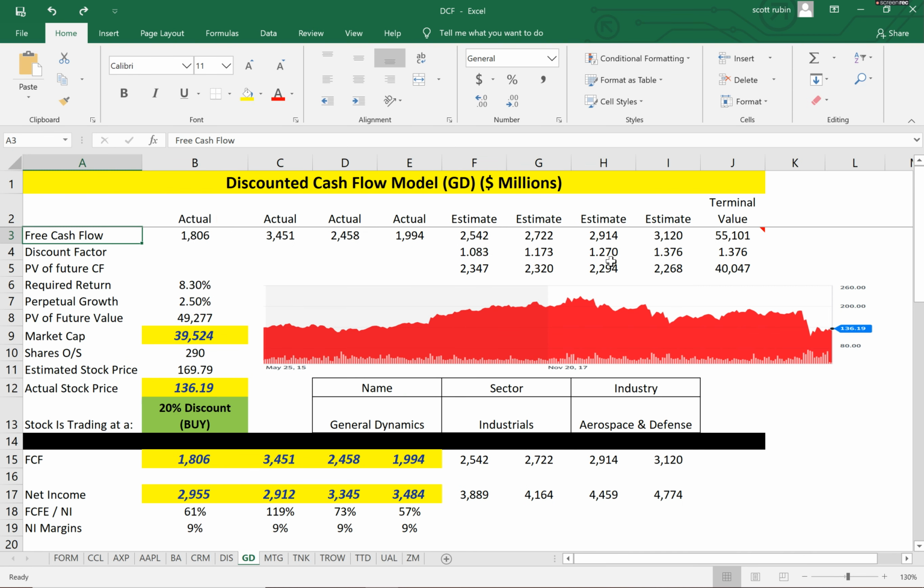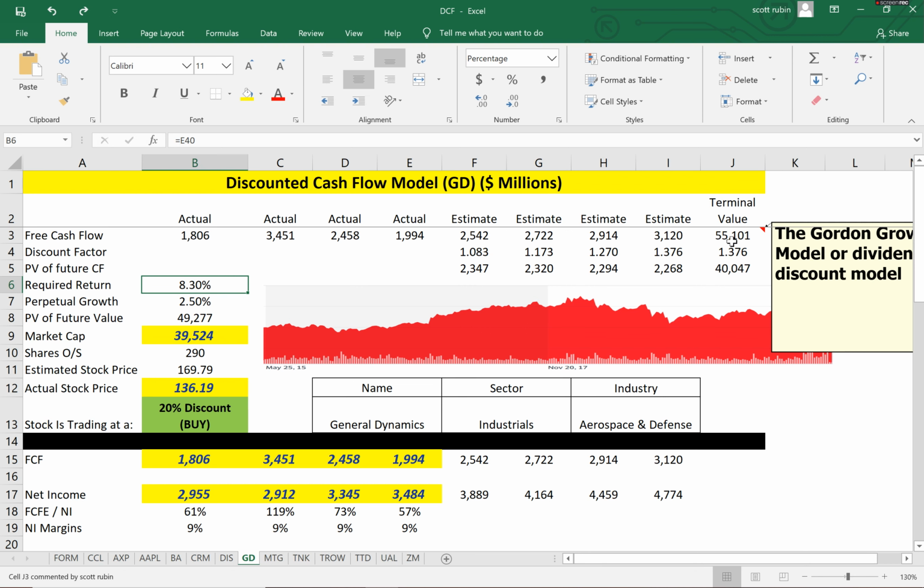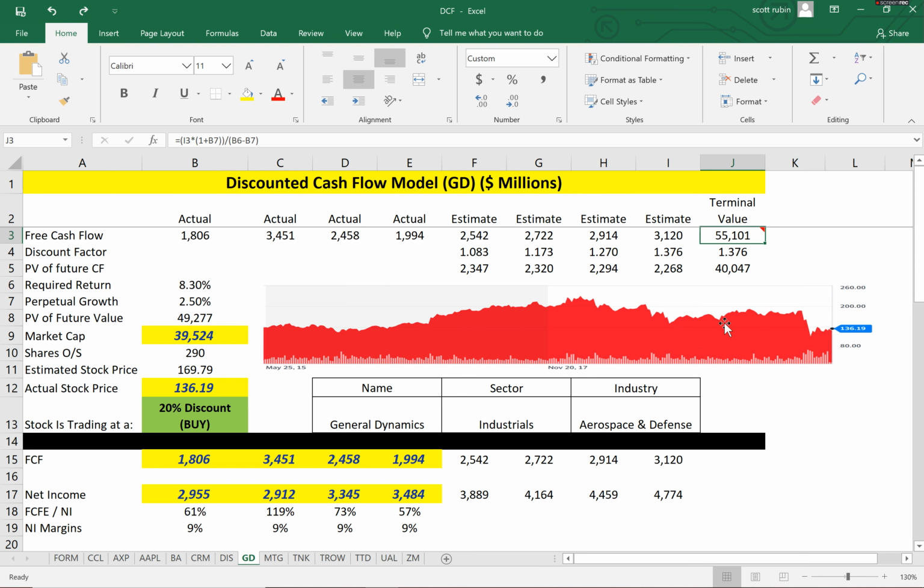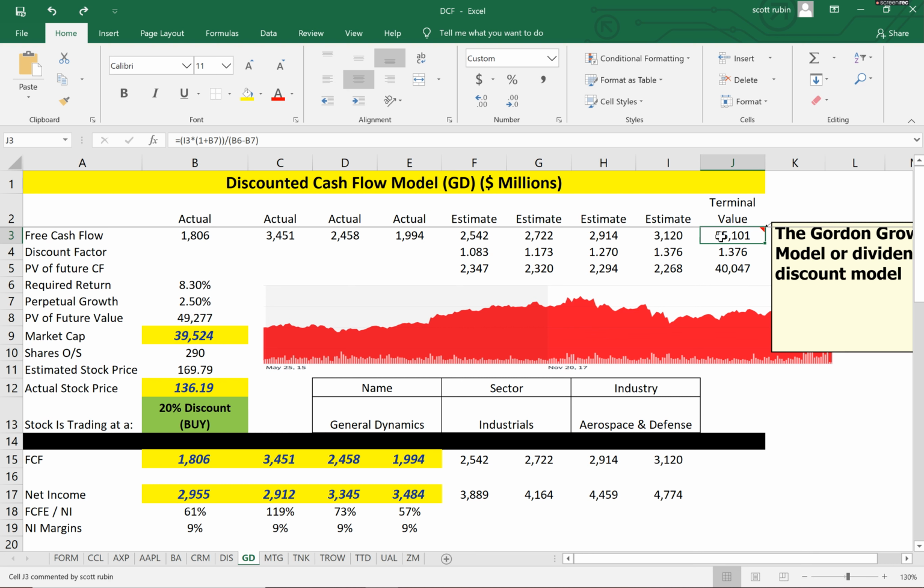So I take the 3.1 billion, which is last year's free cash flow, times 1 plus 2.5%, which is right here in the formula, and I divide that by the difference between the required rate of return and the perpetual growth rate, which is the same calculation as you do when you do the Gordon growth model. And we have to discount or present value these cash flows, because this is after year 4, the $55 billion, the terminal value of the company.